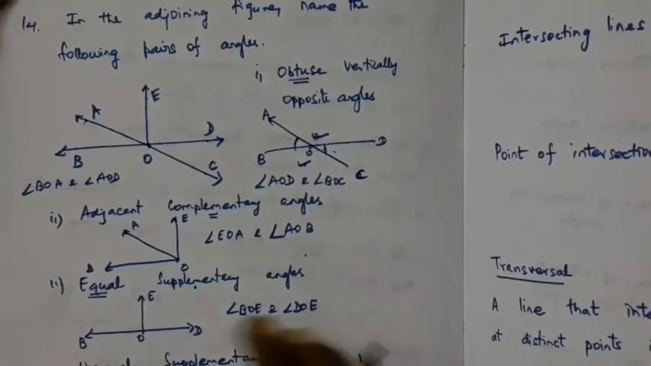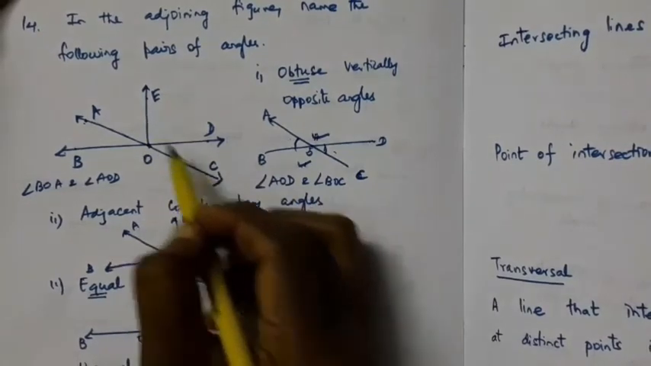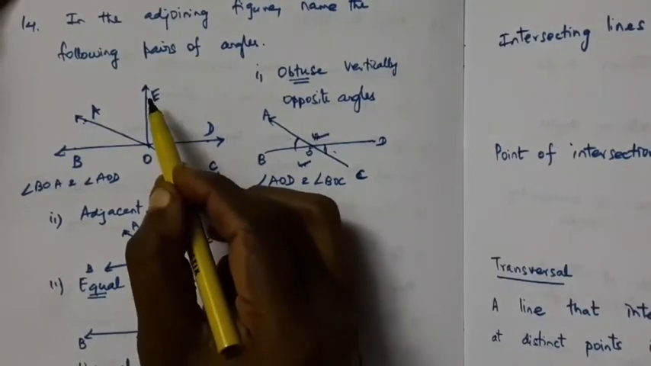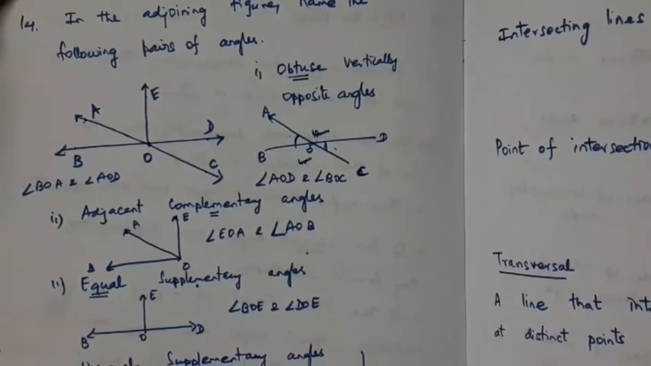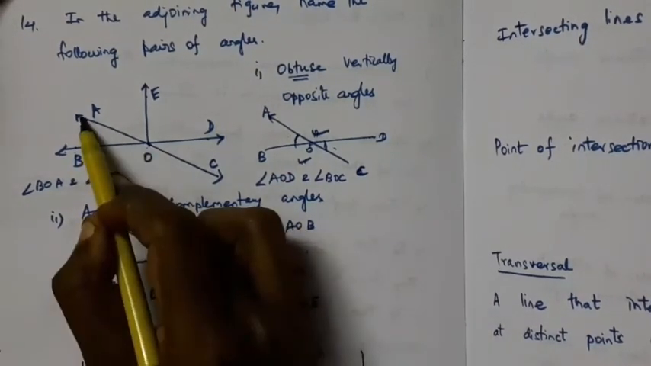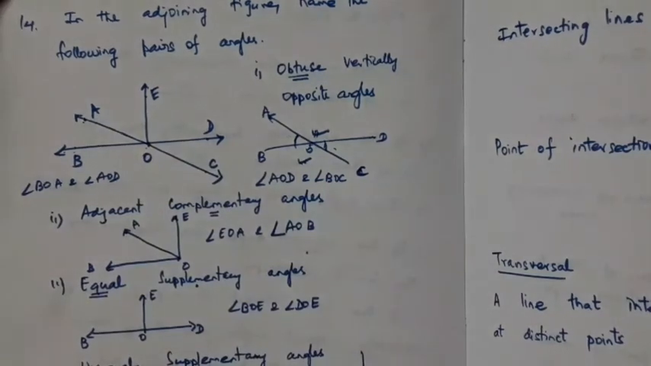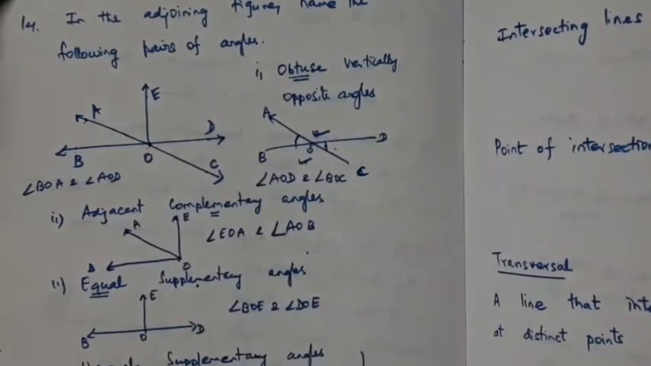We can go for many examples. Angle EOD and DOC: this total angle is not 180 degrees. So I can write angle EOD and angle DOC. This is one more example. Similarly, you can write angle BOA and angle AOE. You can check these two angles are adjacent angles, but when you add them, the total angle is not 180 degrees.